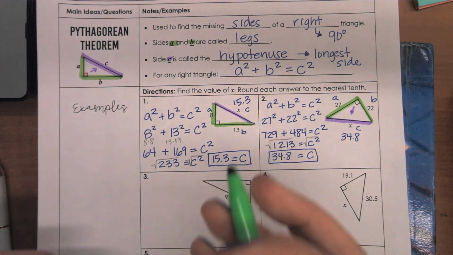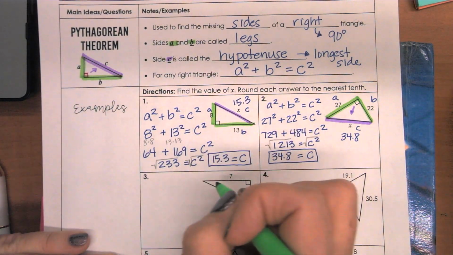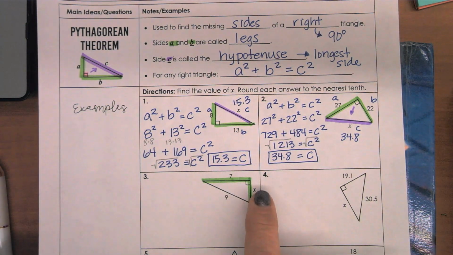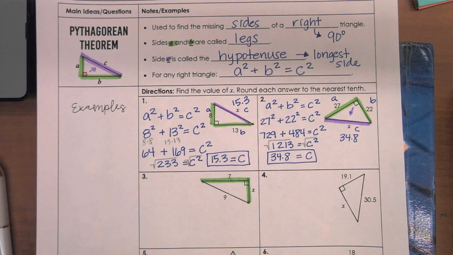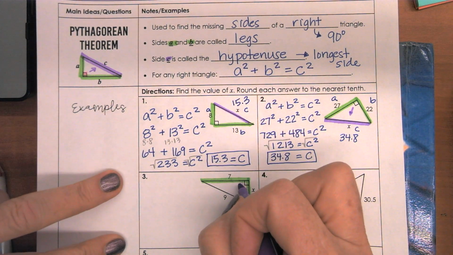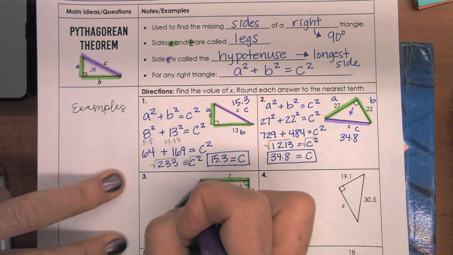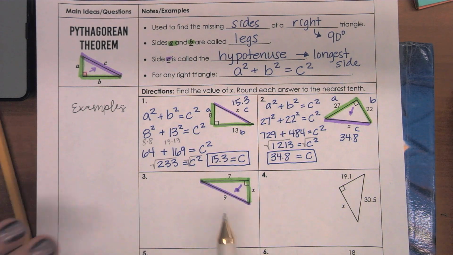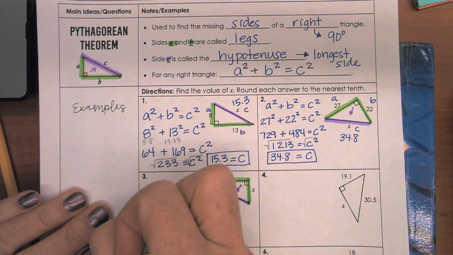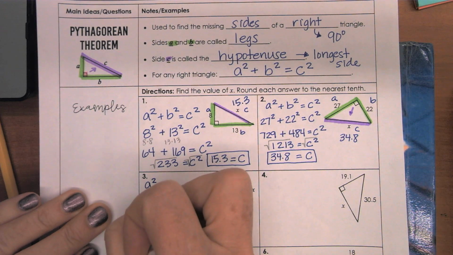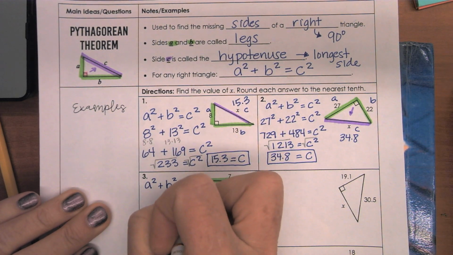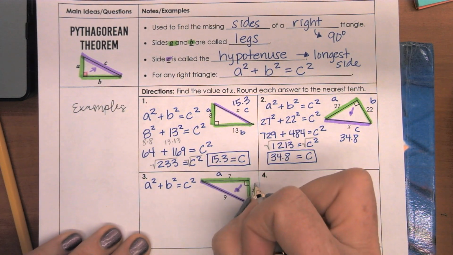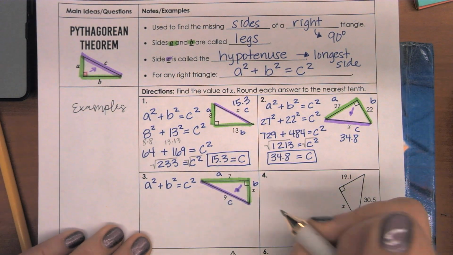I notice that my legs, coming from my right triangle, are 7 and x. I don't know one of the legs. I do know my hypotenuse. Remember, my hypotenuse is across from the right triangle, and so that is my hypotenuse. So we have to be much more careful this time when we substitute our values in. So I have A squared plus B squared equals C squared. I'm going to go ahead and label these. This is my A, this is my B, this is my C.